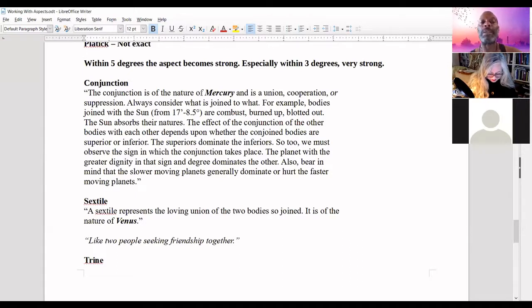Well, remember that the Mercury signs are right next to the signs of the lights, right? Virgo is next to Leo. Gemini is next to Cancer. So Mercury is of the nature of the conjunction: a union, cooperation, or suppression. And he makes some interesting points here.